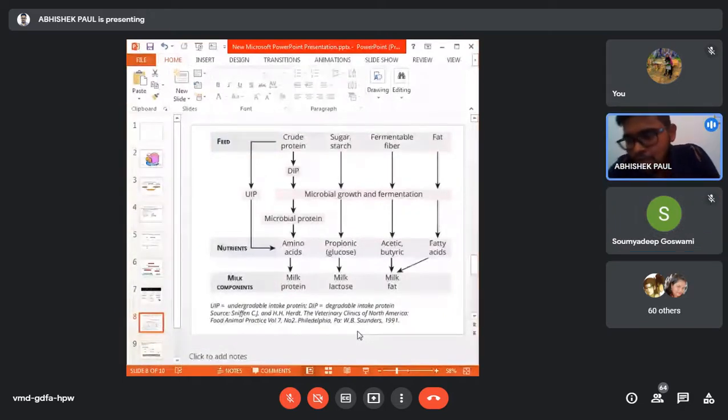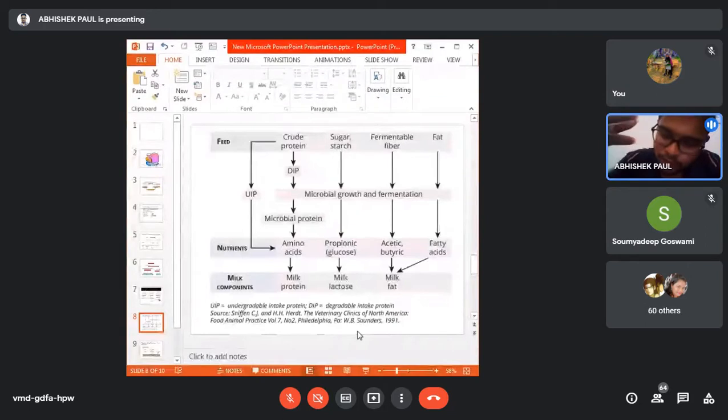Okay. That's why the balancing of the diet is very, very important, in terms of roughage and concentrate. Suppose you are offering only roughage, then the milk fat proportion will increase, but the total yield will not increase. But if you provide both roughage and concentrate, roughage will result in more acetate and butyrate. As a result, milk fat will increase.